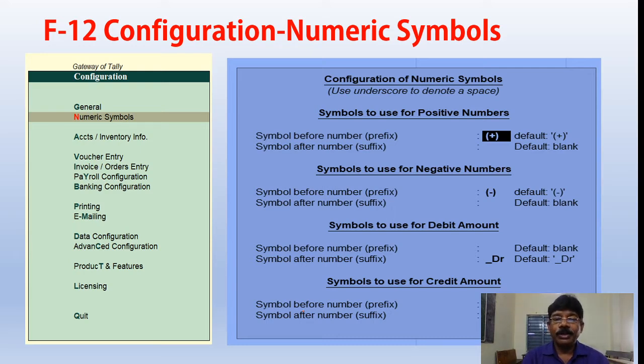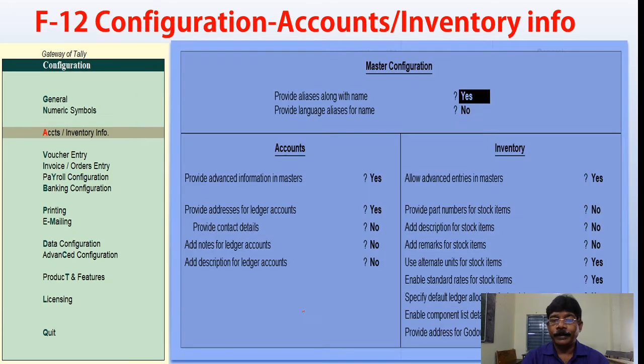And the most important one is accounts and inventory info. This we have to understand very well. Look, there are two panels: one is accounts, another one is inventory. Before that, master configuration is there. Provide aliases along with the name. If I say yes, whatever alias name I gave in the account will automatically be displayed.